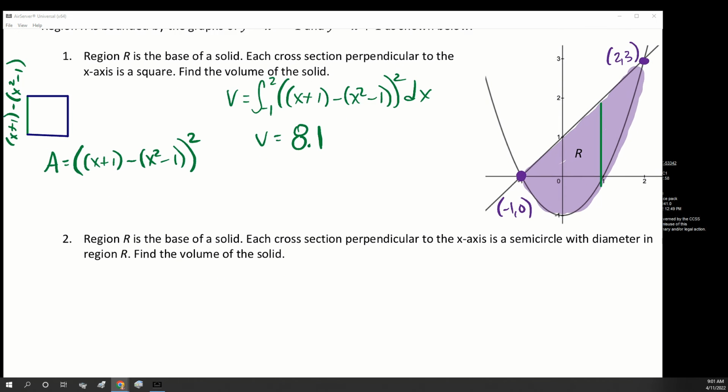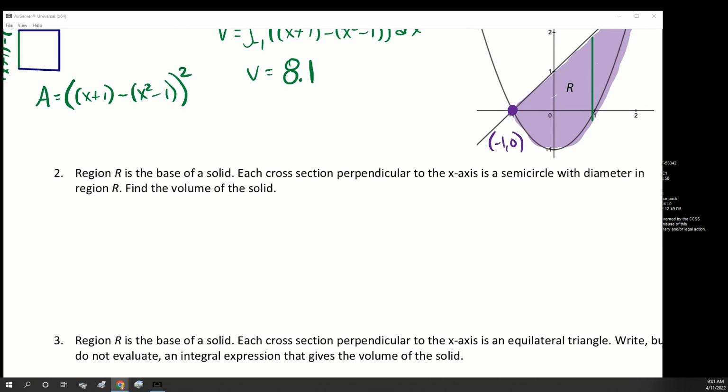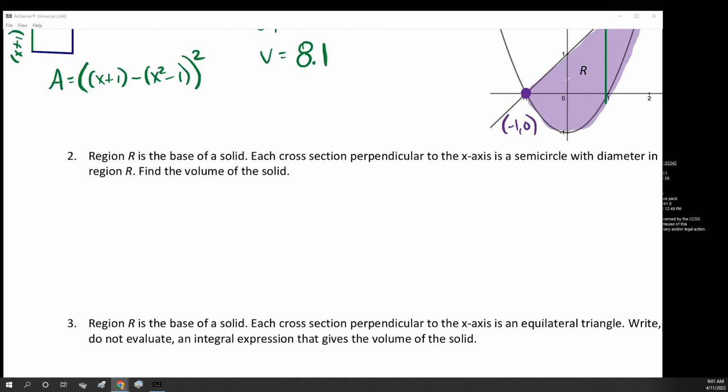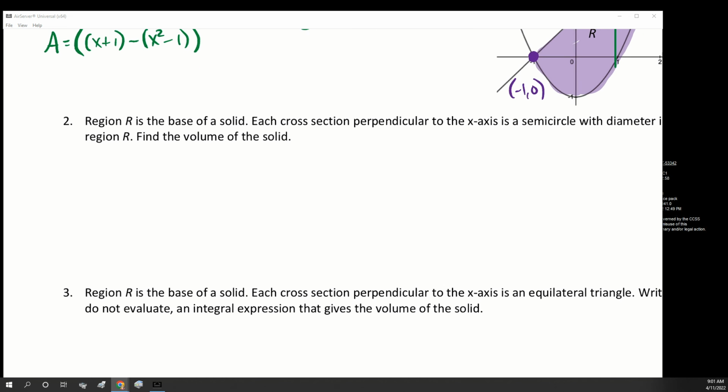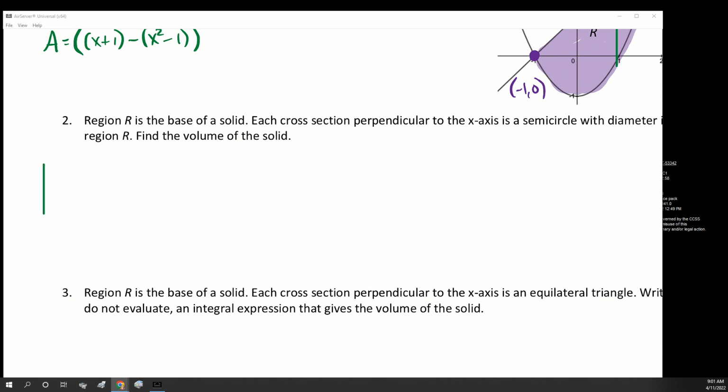We have the same region. Each cross section perpendicular to the x-axis is a semicircle with a diameter in the region R. So this green line is going to be our diameter of our semicircle. Now this area is a little more difficult. Does anybody remember it from doing the Play-Doh? It's pi over something. That's okay if you don't. We can do it real quick.